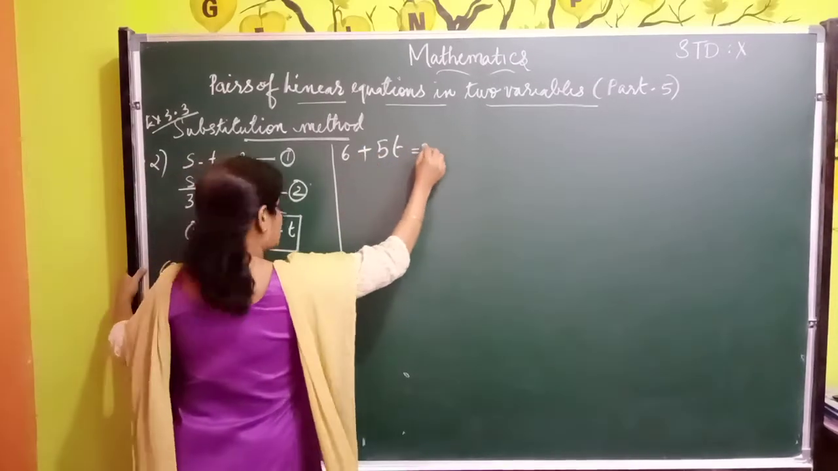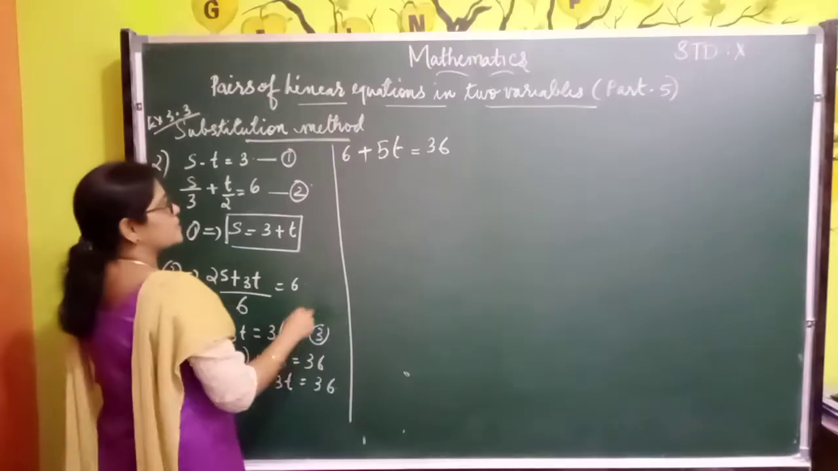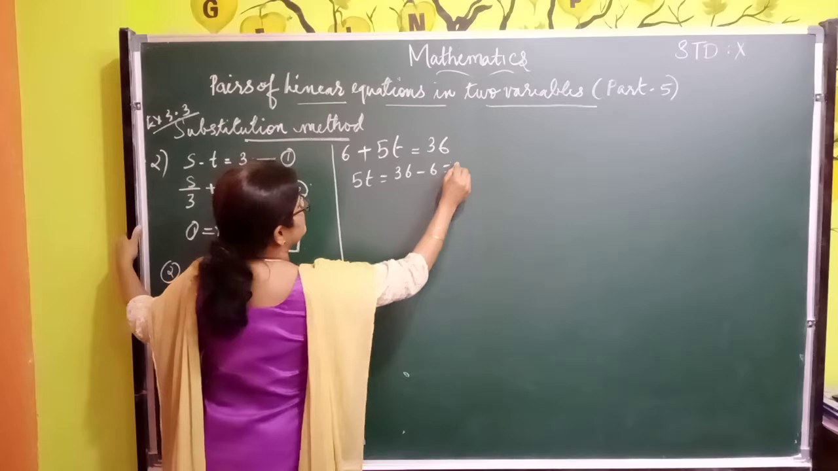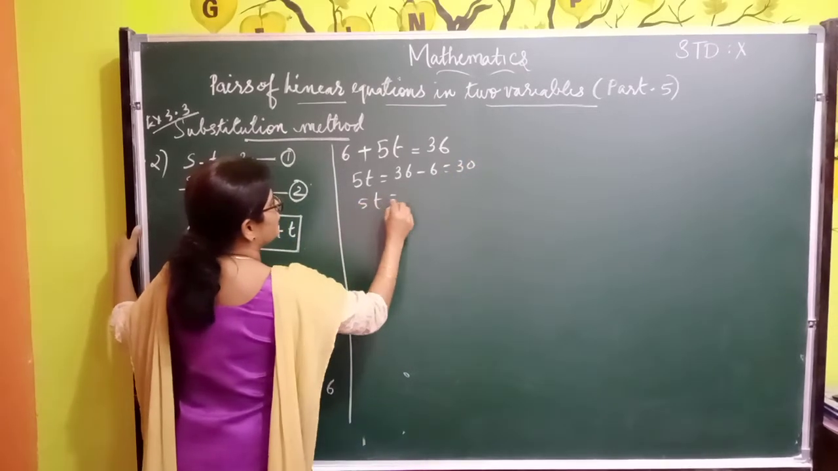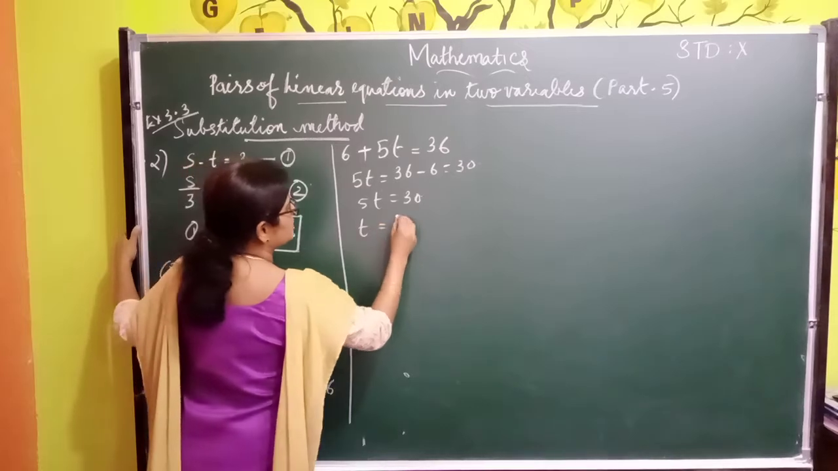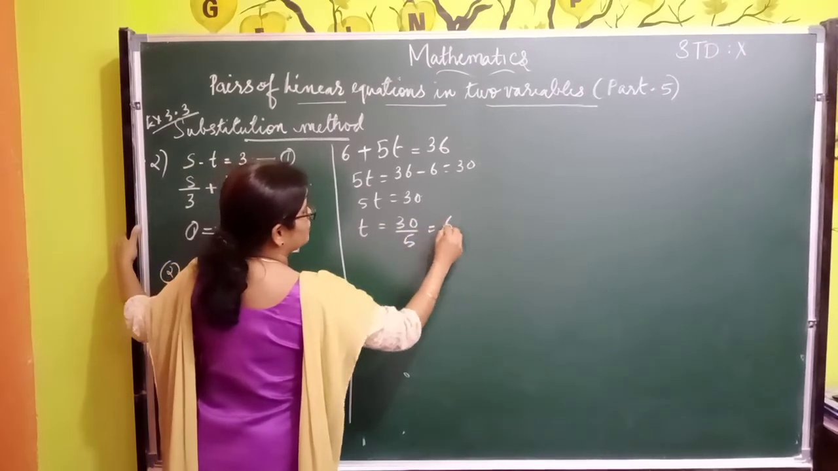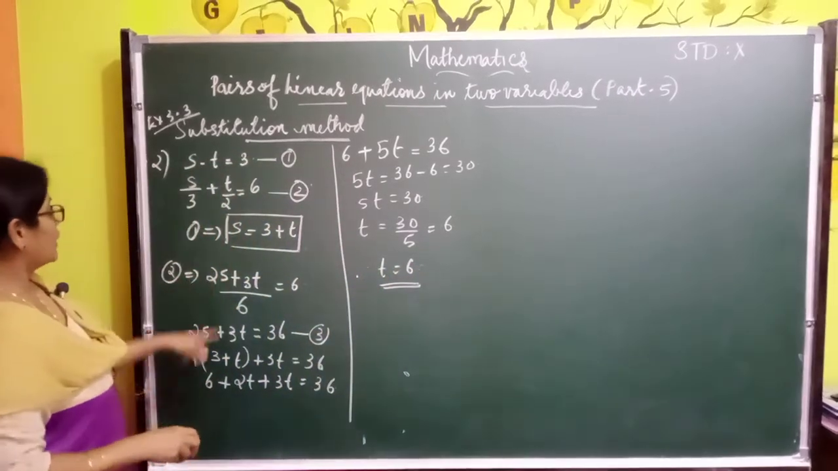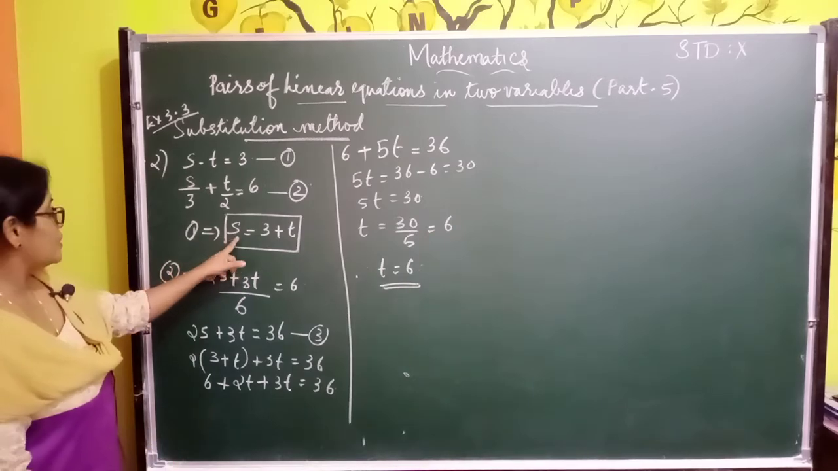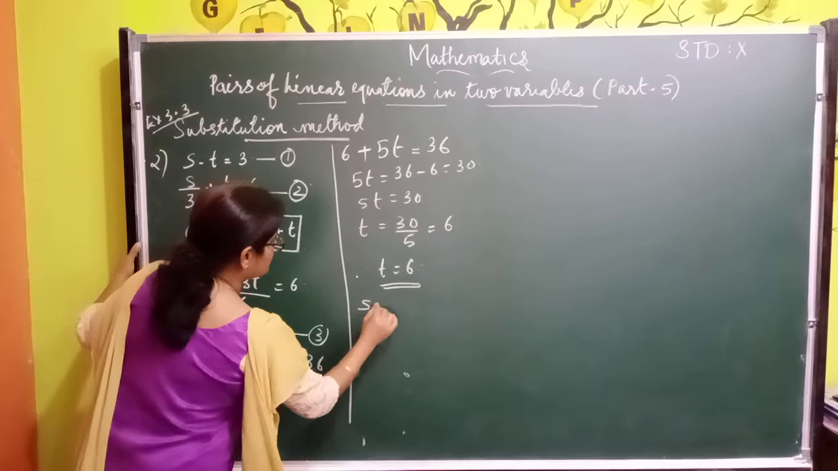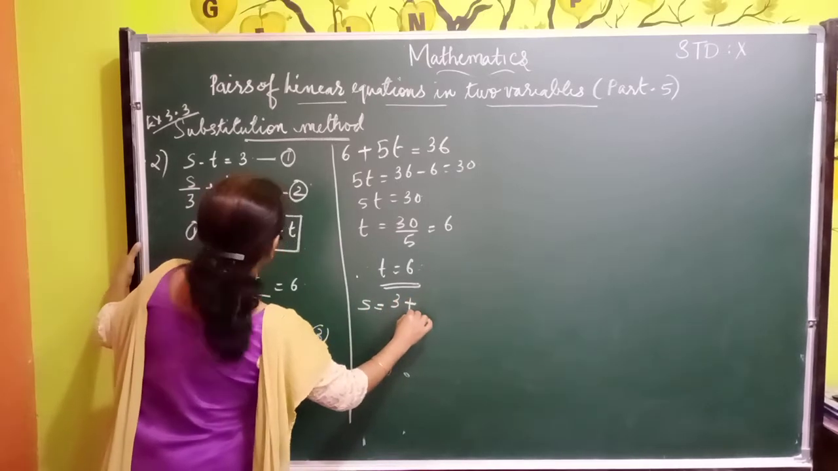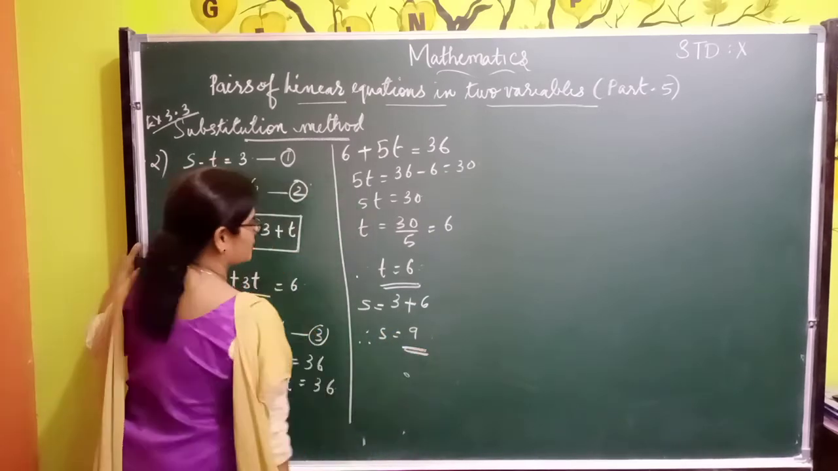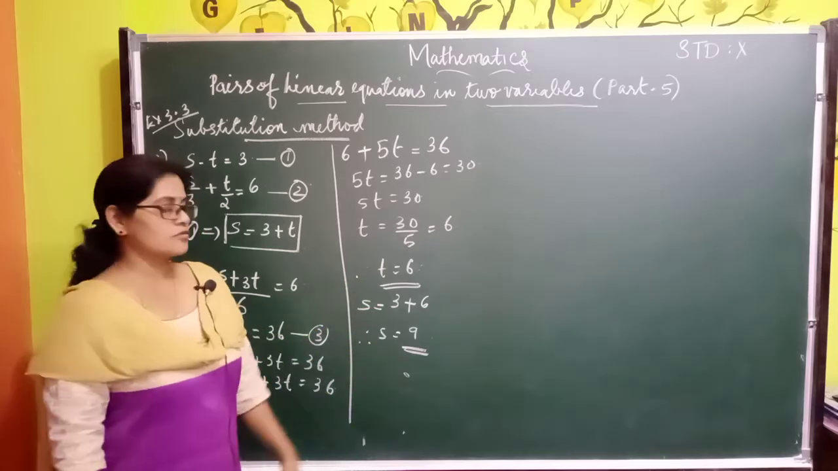5t equals 36. Transposing 6 to RHS, 5t is equal to 36 minus 6 is equal to 30. 5t is equal to 30 and t equals 30 by 5 is equal to 6. Therefore, t equals 6. Now, let us find s. So, to find s, we know that s is equal to 3 plus t. s is equal to 3 plus 6. Therefore, s equals 9. So, t equals 6 and s is equal to 9.